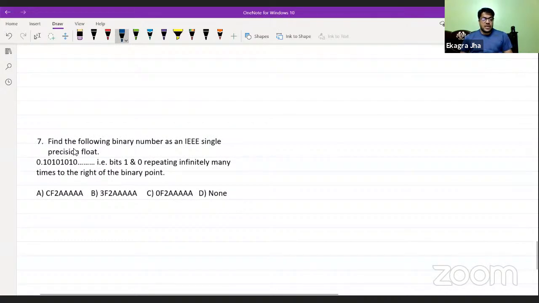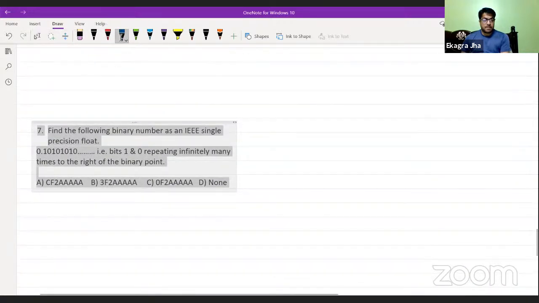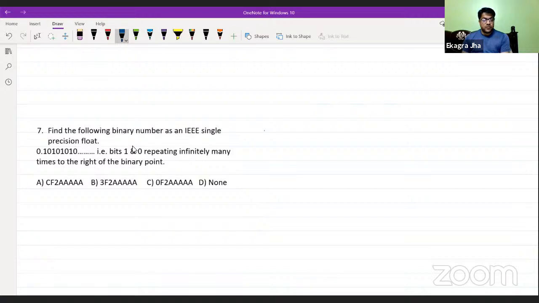So let's move on to the last question of this session. Find the following binary number as an IEEE single precision float. The binary number is given as 0.1010 and continued. That is, bits 1 and 0 are repeating infinitely many times to the right of the binary point.